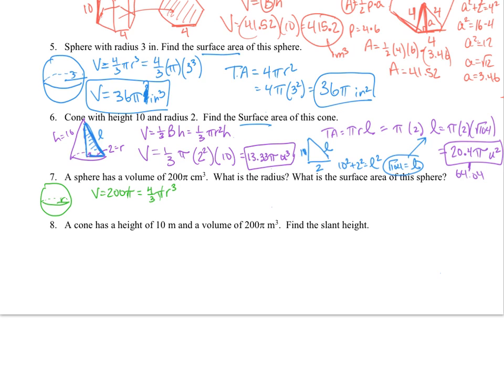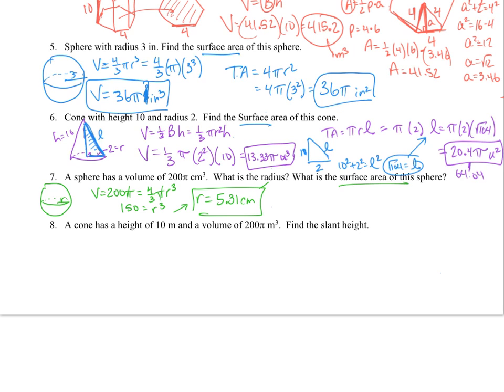So the pi's will reduce out, and you'll end up with, multiply each side by 3/4, sorry. So 200 times the 3, and divide that by 4, you will end up with 150 equals r cubed. That means r is going to be the cube root of that, which ends up being 5.31. So r is approximately 5.31, and that would be centimeters. We answered the first part.